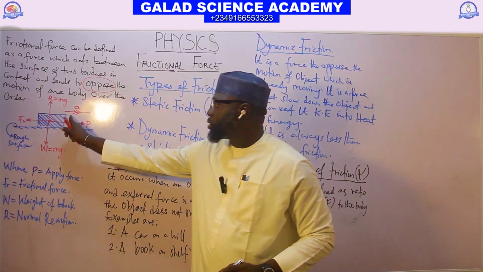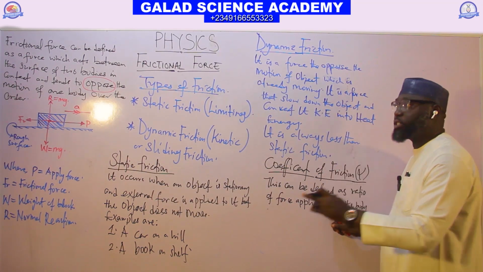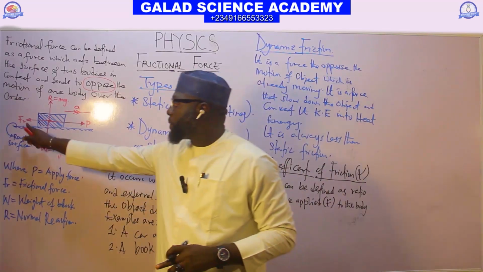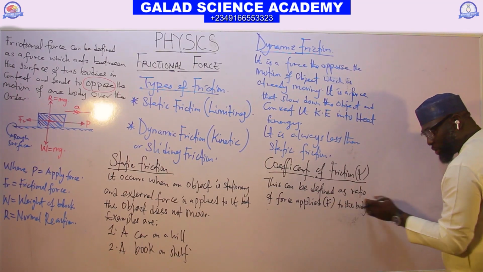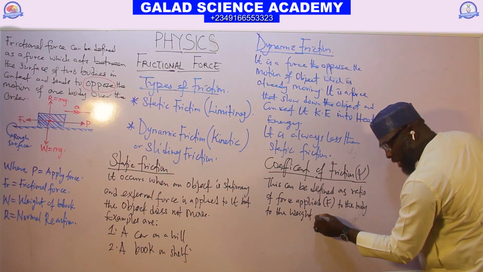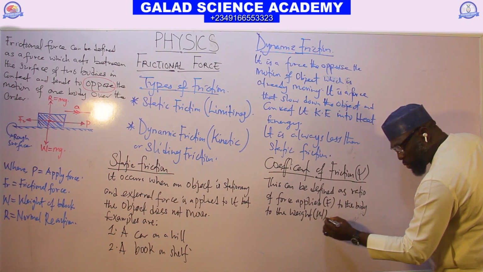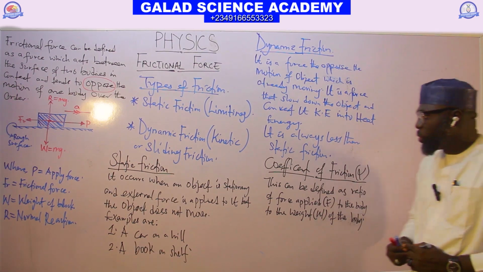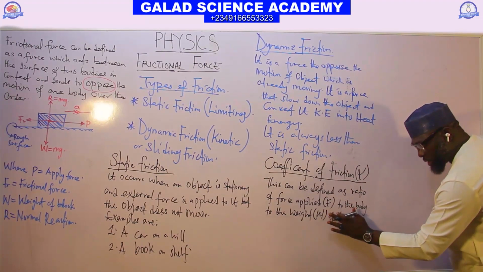This is the force applied to the body. I call it P here, but here I use F for it. The applied force is P, or we can also use ordinary F, but we always use FR for frictional force. So the ratio of the force applied to the body to the weight of the body. The weight is W of the body.